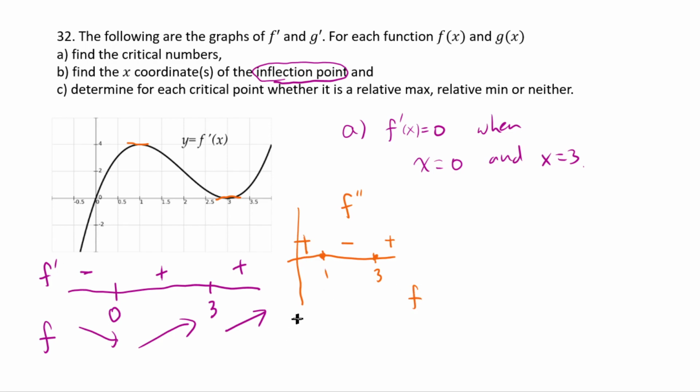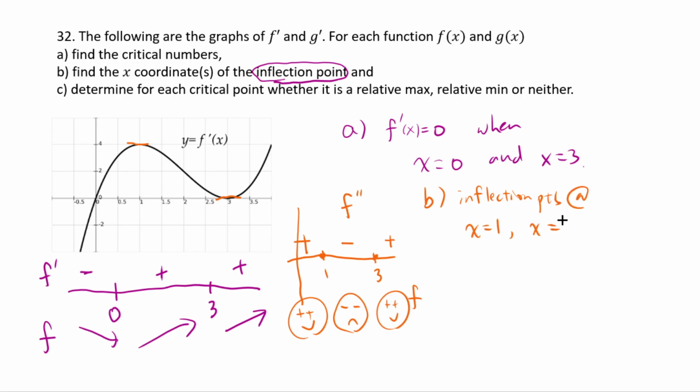because if it's a plus, then it's a smiley face, so it's concave up, and here it's a frowning face, and over here it's smiling again. So we do see that before and after 1 and before and after 3, the sign of f double prime does change, and therefore f becomes concave up to concave down, and then concave down to concave up. And therefore, inflection points happen at x equals 1 and x equals 3. Okay?